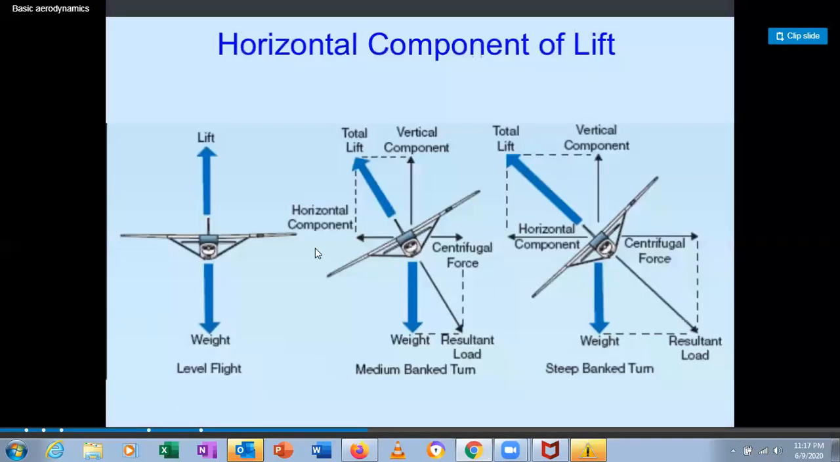So you can see the horizontal component. This is the lift and the weight. This is called level flight. Then medium banked: see here, it is towards the left. So what is happening here? Total lift will be at this portion. It's a horizontal component. The resultant force gives rise to lift, and the weight and resultant load are acting downward.